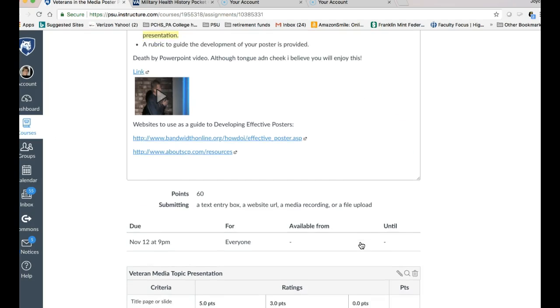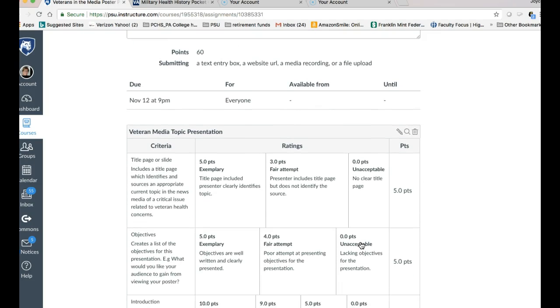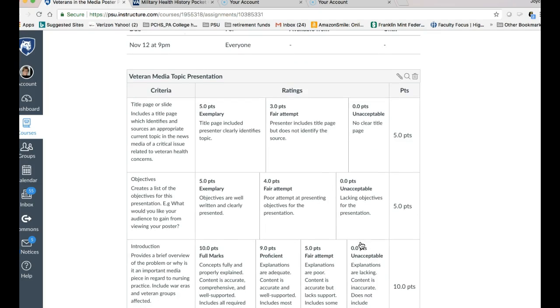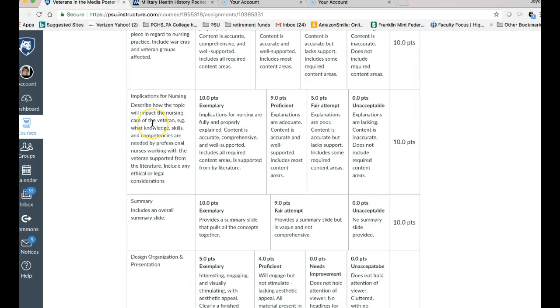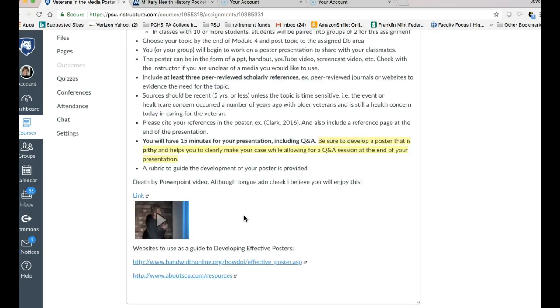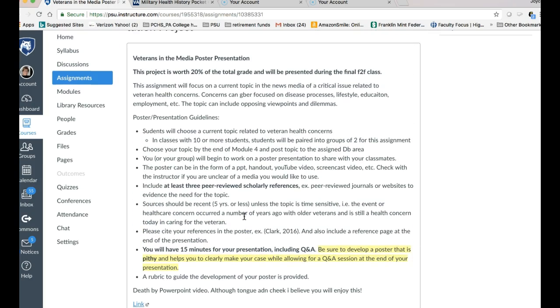I also gave you guidelines on what's supposed to be in the slides. When you're creating your PowerPoint slides, you want to have a title slide, an objective slide, an introduction slide, implications for nursing, and a summary slide. Please read the descriptions underneath; I don't need to read them now. All in all, you should have possibly 5 slides. You really don't need any more because you're going to do the presentation. You're going to talk through your presentation on the last day of class.